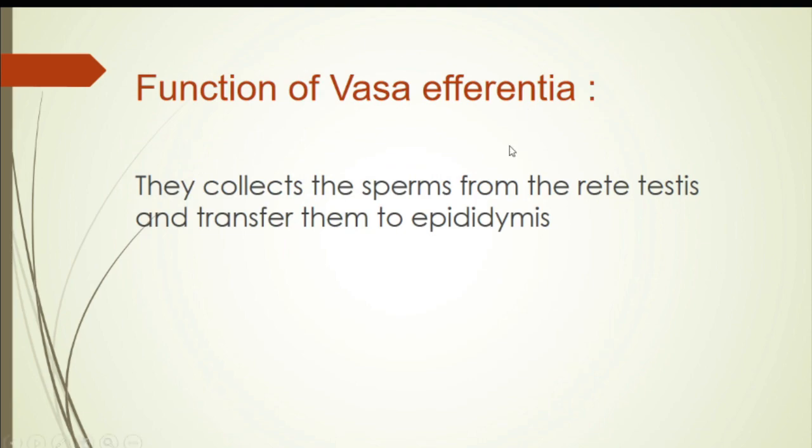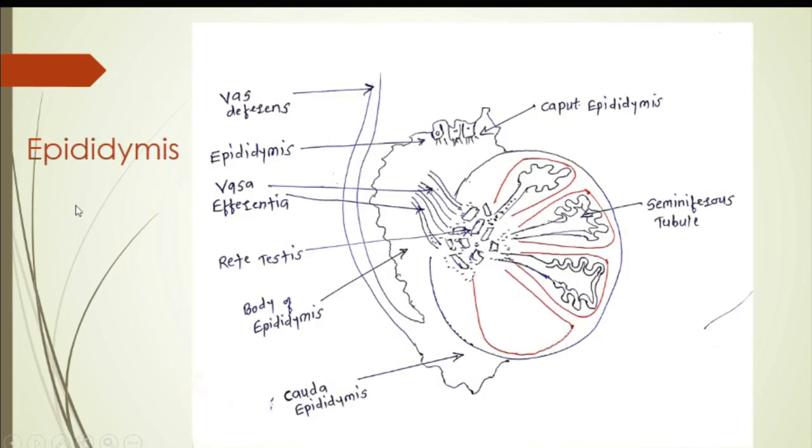What is the function of vasa afferentia? As I told you right now, they collect the sperms from the rete testis and transfer them to the epididymis. We have seen that just now. The next accessory duct is the epididymis.